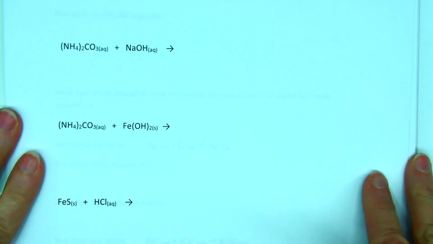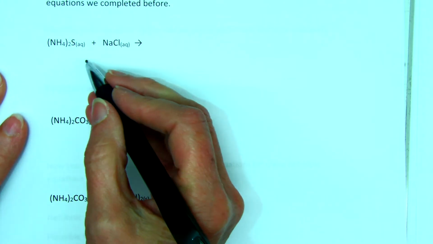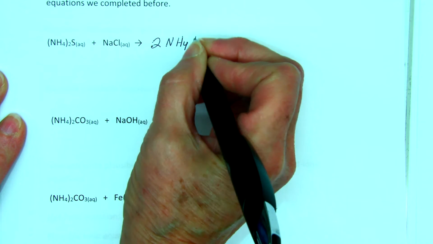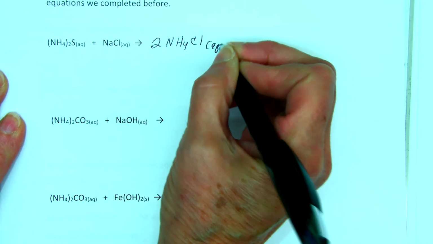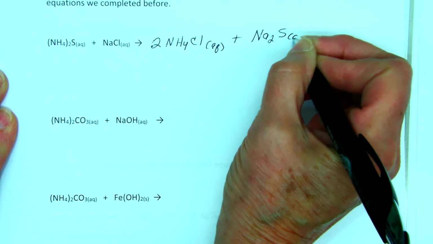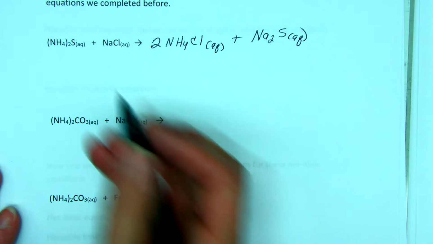Okay, let's look at the first one. Now, these are the same equations we had completed before. So we said that when we traded partners, we got 2 ammonium chloride, that was aqueous, and sodium sulfide, which is also aqueous. So that was the old stuff. We did that previously. Now, the new stuff, when I break this into the ionic equation, anything that is a soluble, strong electrolyte breaks apart.